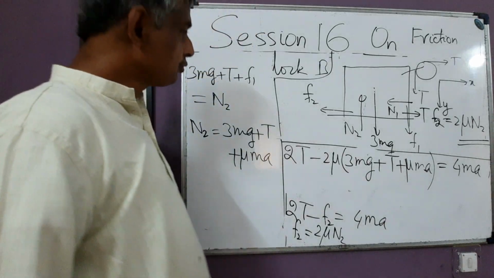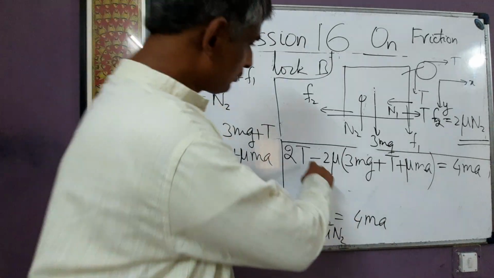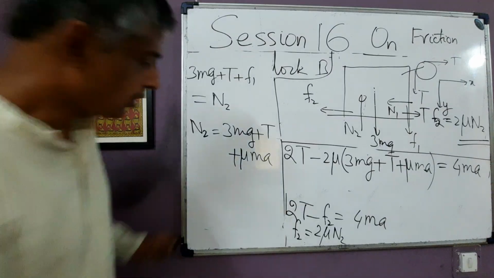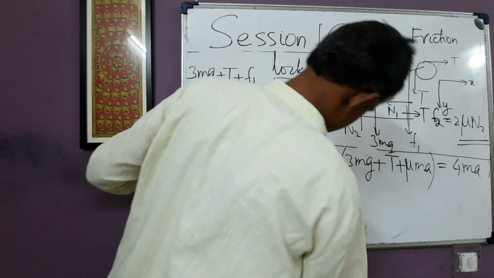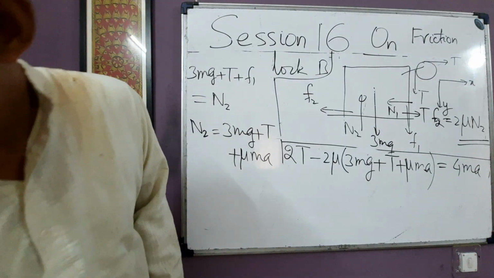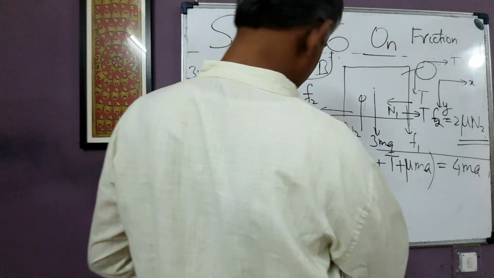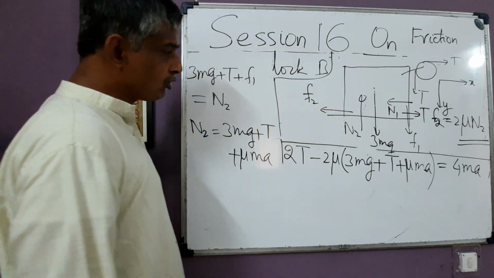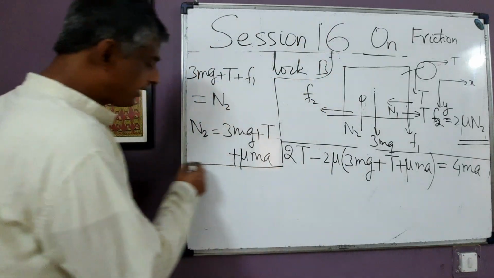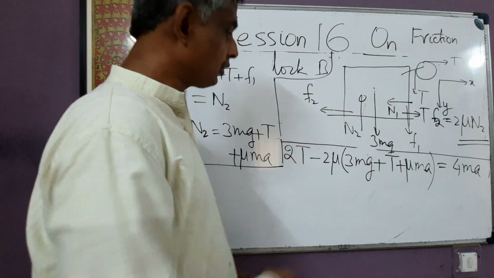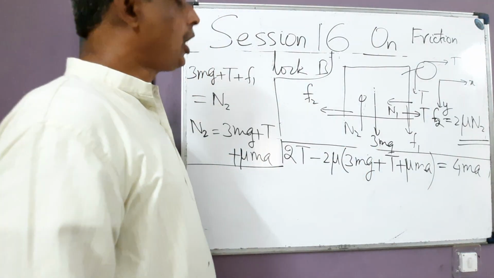Now what do we have to do next? We have to remove this T, so we have to set up one more equation. We have 2T minus 2 mu into (3mg plus T plus mu ma) equal to 4ma. T also has to be removed, then only we get the value of a. Now how to find T?